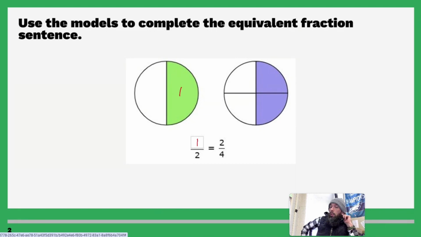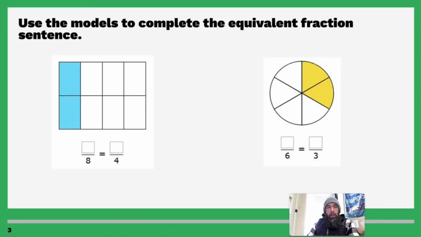Interesting. You know what I noticed? If I multiply 1 times 2, I get 2. And if I also multiply 2 times 2, I get 4. So it seems like if I multiply both of these numbers by 2, I get the same exact fraction. Wonder if that means anything. I don't know. I guess we'll just have to find out.